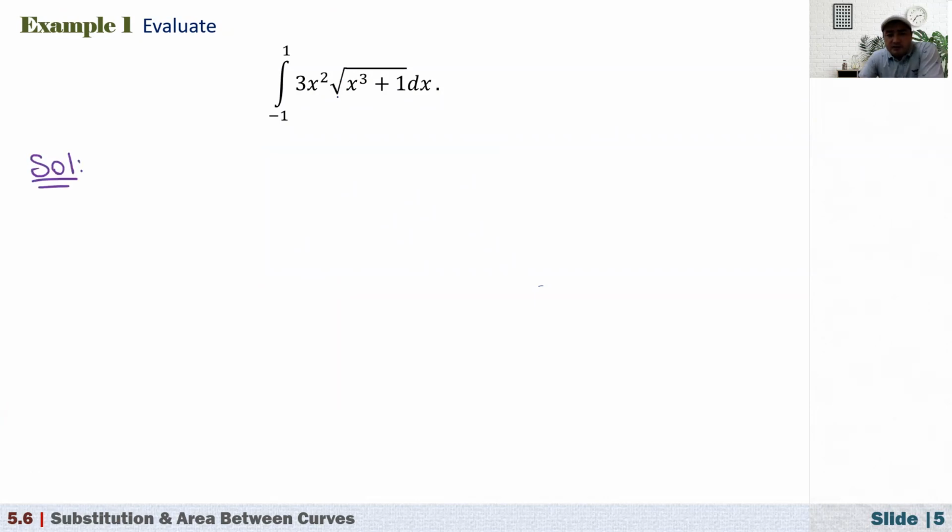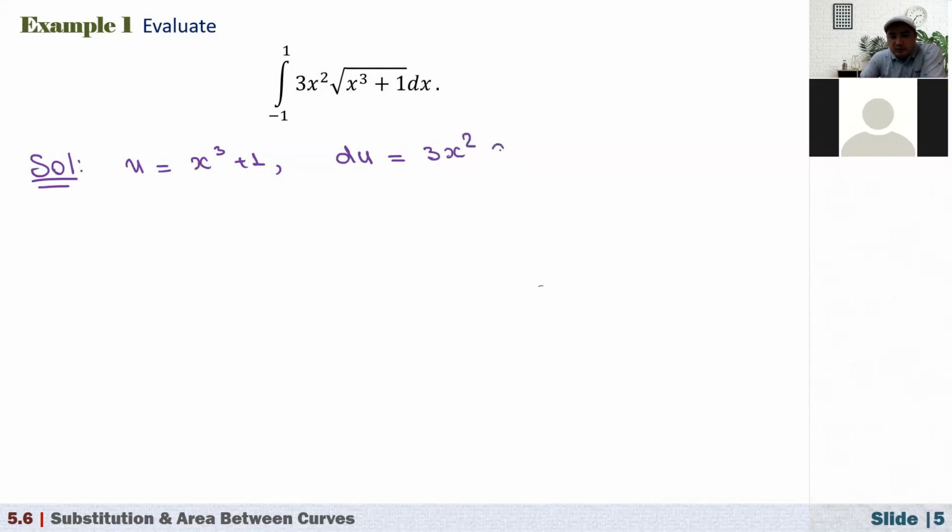In this question, we have 3x squared and x cubed plus 1. If I introduce this variable, u is equal to x cubed plus 1, right? So now from here, what is the differential of u? The differential of u is equal to 3x squared, and here we have dx. Okay, this 3x squared with this function part, we are done.